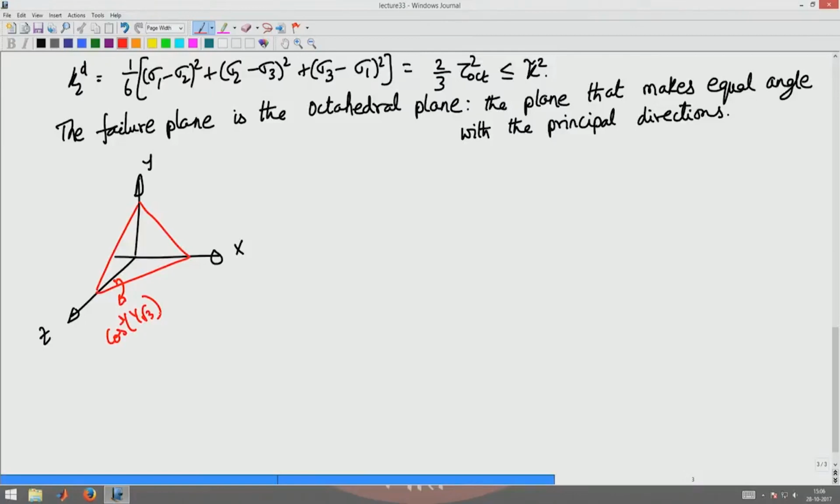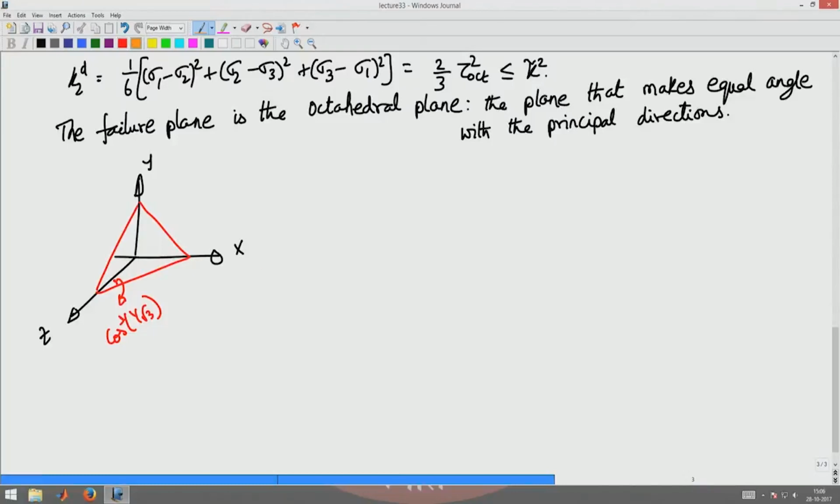Okay. So, there will be 8 such planes, one in this direction, one in that direction, and you can imagine that there are 8 planes, hence it is called an octahedral plane. So, any one of those 8 planes, it might slip or slide in those planes.